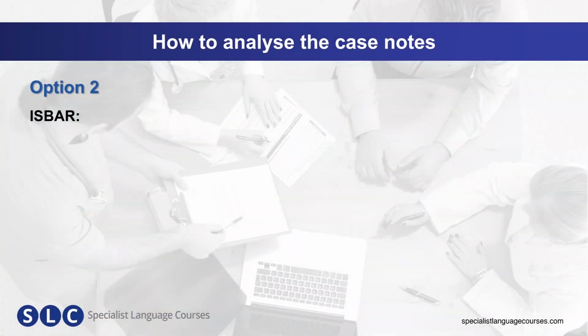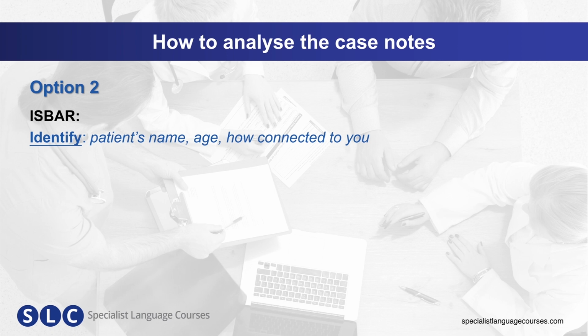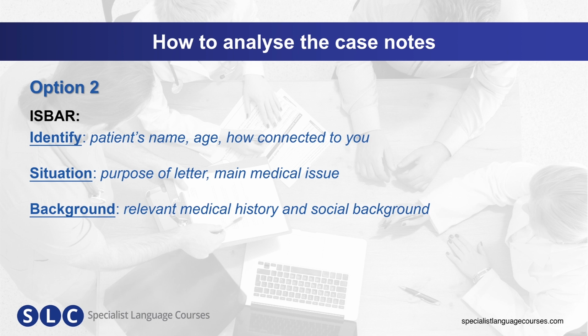ISBAR stands for identify the patient's name, age, and how they're connected to you. For example, they've been a patient in your care. Situation is why you are writing about this person. For example, to transfer a patient into the care of another facility. It's an overview of their health status and any other relevant information such as admission dates. Background, any relevant parts of the patient's medical history and social or family background.